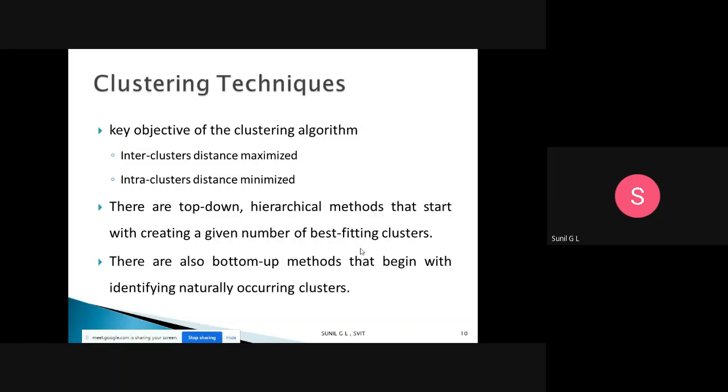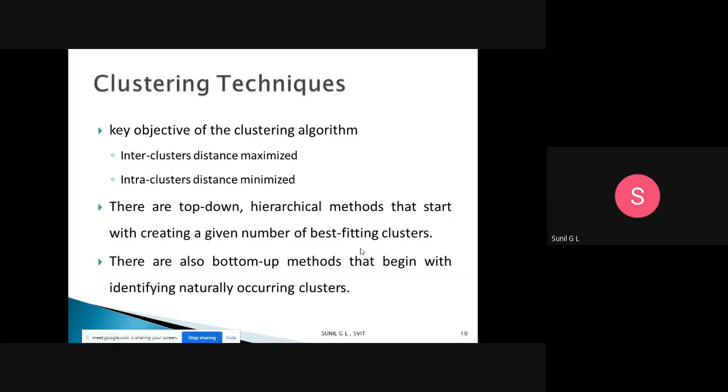The key objectives of a clustering algorithm are that the intercluster distance is maximized and the intracluster distance is minimized. It means the distance between two different clusters will be huge, and inside the cluster the distance is minimized. That's all. So the distance between two different clusters should be high, maximized, and within the clusters it should be minimized.